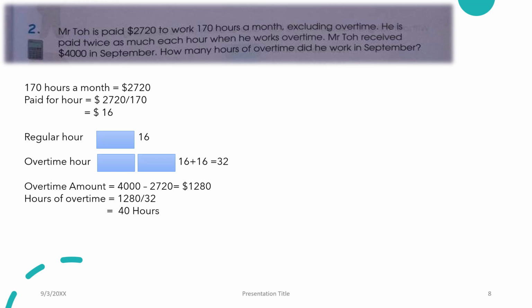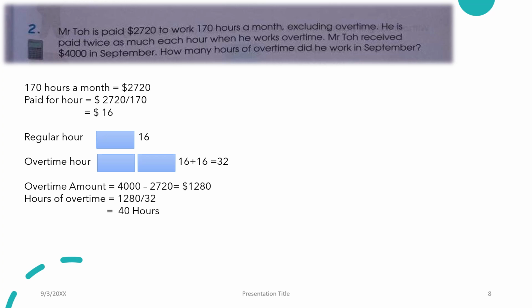So basically, Mr. To is paid $2720 for 170 hours a month. In order to get the per hour rate, we are going to divide 2720 by 170. So the rate for the regular hour is $16. And for overtime, he is paid twice as much each hour. So if he is paid $16 for a regular hour, then he is paid $32 for an overtime hour, which is 16 into 2.